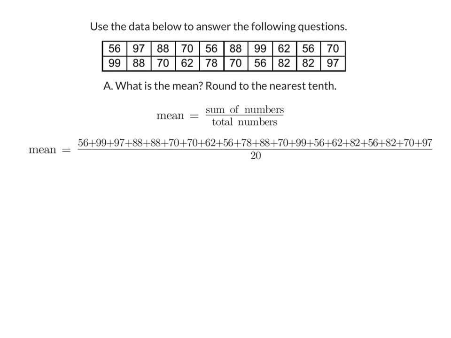So we have 56 plus 99 plus 97 plus 88 plus 88 plus 70 plus 70 plus 62 plus 56 plus 78 plus 88 plus 70 plus 99 plus 56 plus 62 plus 82 plus 56 plus 82 plus 70 and then plus 97. When we add all of those values together, we get a sum of 1,526. Next, we want to divide by the number of numbers in the set.